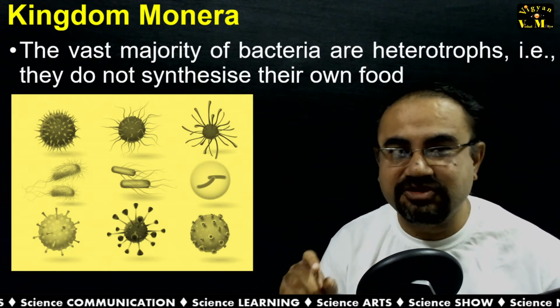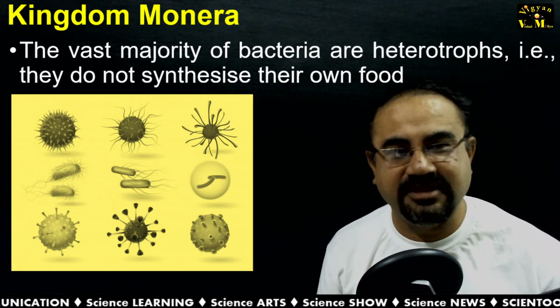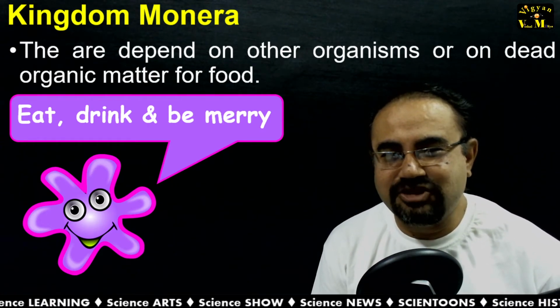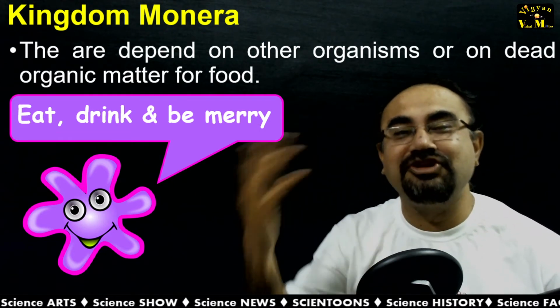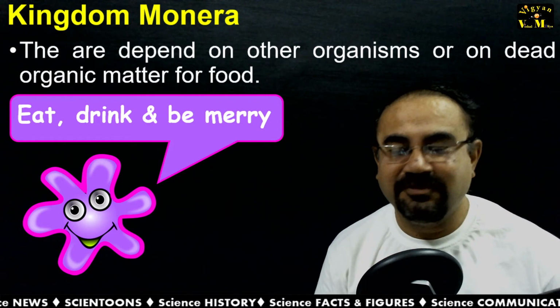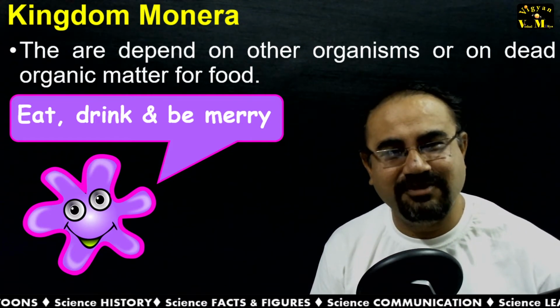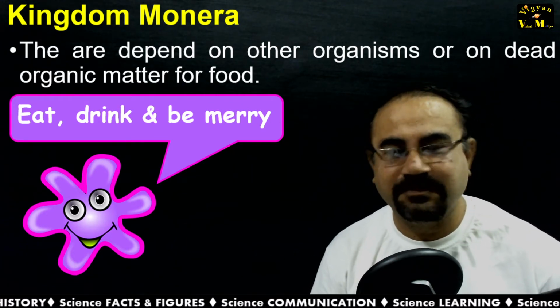The vast majority of bacteria are heterotrophic, so they are not preparing their food. In another word, they can say they enjoy eat, drink and be merry because they are dependent on other organisms or dead organic material for the food. So they don't prepare their food, but they enjoy from others.